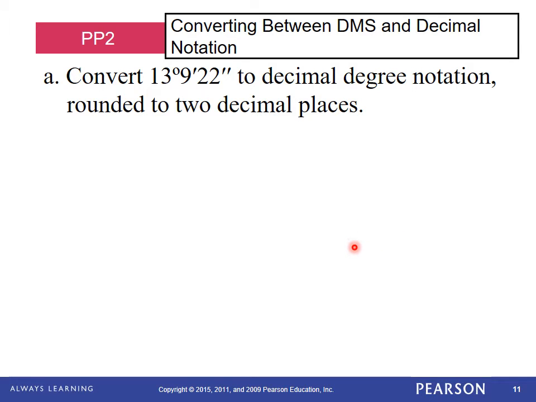Practice problem number 2 says, can you convert 13 degrees, 9 minutes, 22 seconds into something called decimal degree notation? This is probably the one you're very familiar with, where you just have a decimal piece of a degree. The quickest way, there are about 3 different ways to do this, is really just to go 13 plus 9, since the 9 is in terms of minutes, divided by 60. Then we take 22 and divide that by how many seconds make up a degree, which is 3,600.